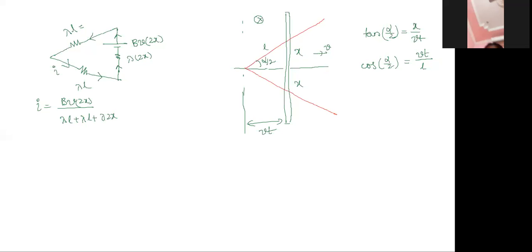What was the current here initially? Let us say I1. Simply E by R. Yes. Now this is 2R, this is L, this is 4L. Now at position 2, what was the current here?